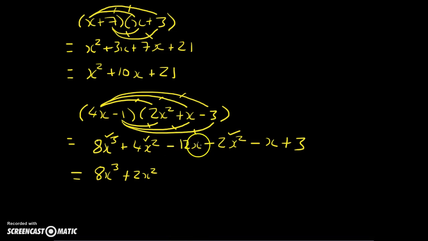Now let's look at the x terms. We've got negative 12x subtract x, so that gives us negative 13x. Take those off, we dealt with those, and there is only one number term, so add it on at the end.